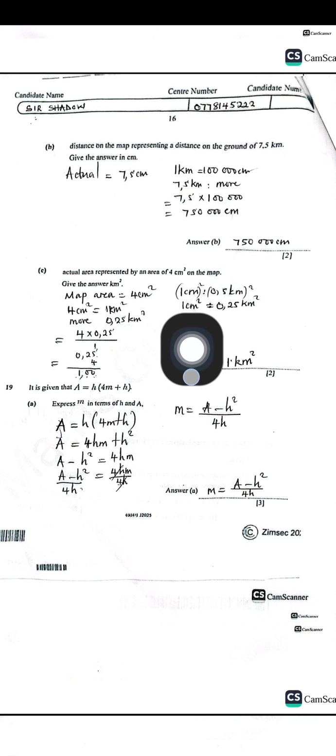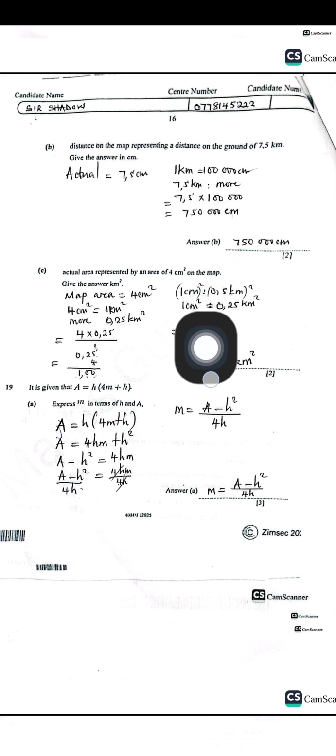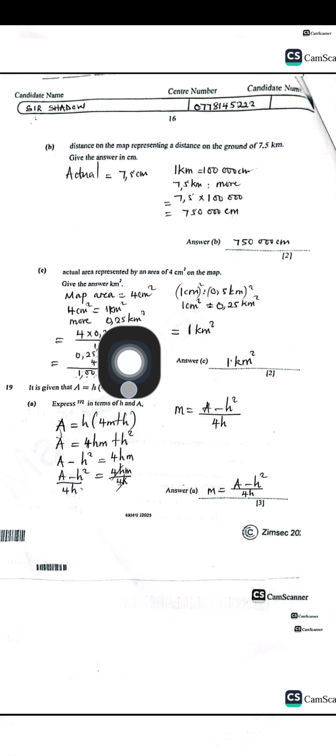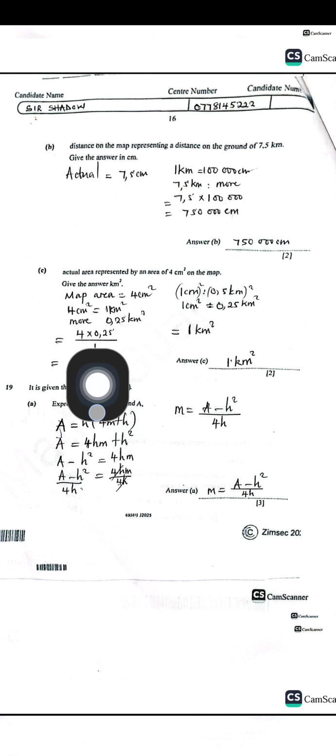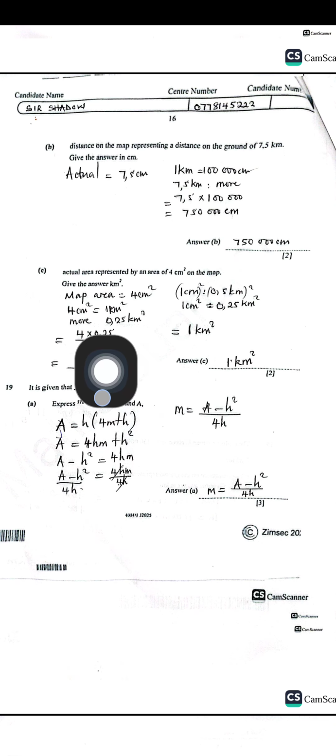Right, then you say 1 square centimeter equals 0.25 square kilometer. You just square because you want to find the area. 1 square centimeter equals 0.25 square kilometer. So you substitute where there is 0.25 square kilometer right here. Then you want to find the distance on the map.